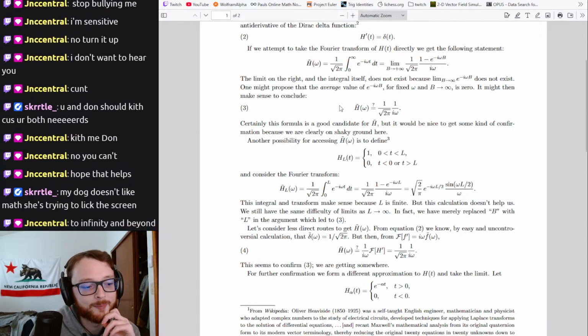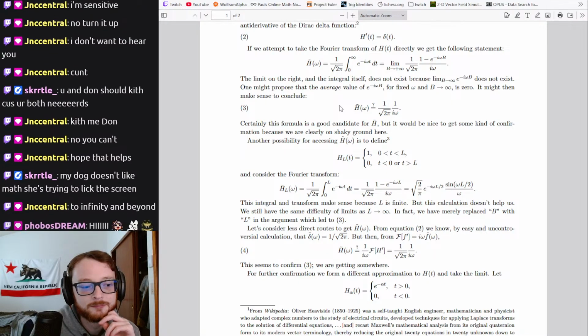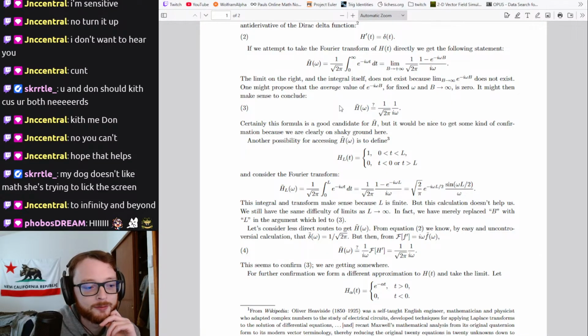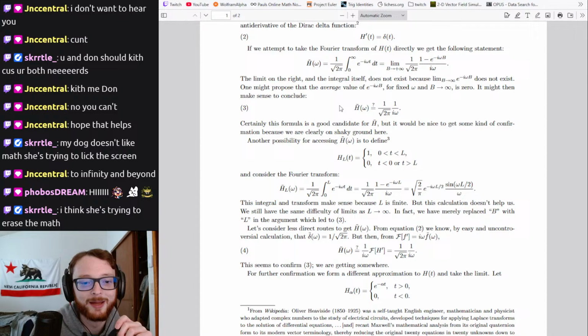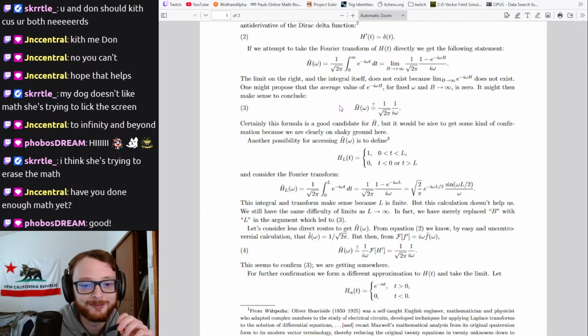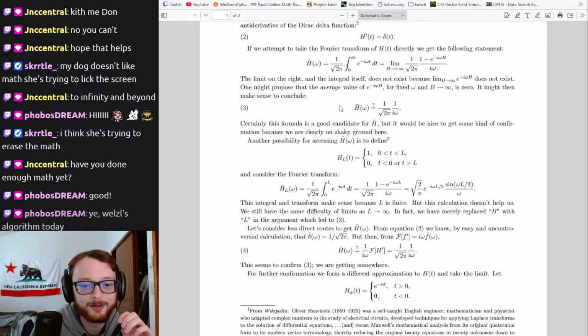That sounds like your dog does like math. To infinity and beyond. Phobos, hello. How's it going? I was peeking at your stream. I saw you were doing some coding stuff. She's trying to erase the math. She's gonna have to lick a little bit harder. That's what she said. Have I done enough math yet? Unfortunately not.